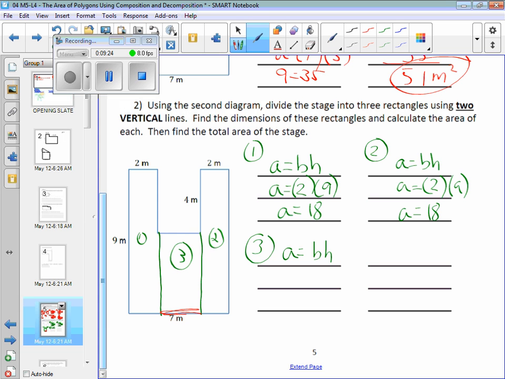There you go. Yes. If this piece is 2, and this piece is 2, you have to say to yourself, okay, 2 plus 2 plus what makes 7? Because our horizontals have to add up to be the same number. So he's right, it's 3. What about the height?